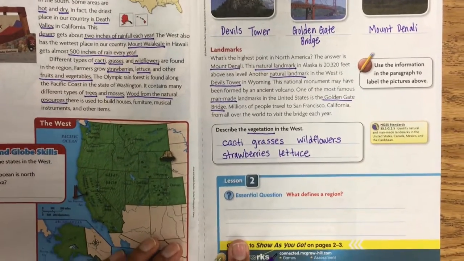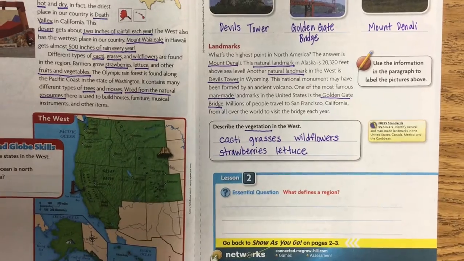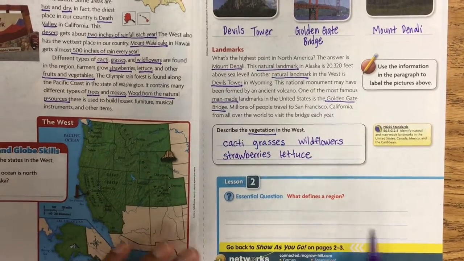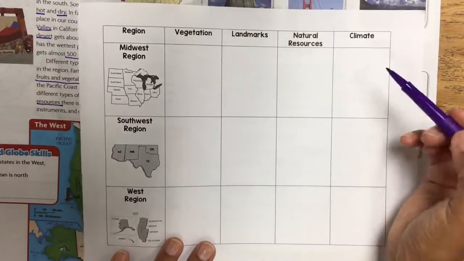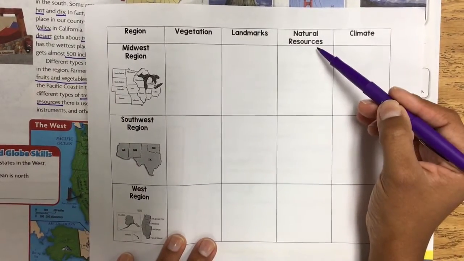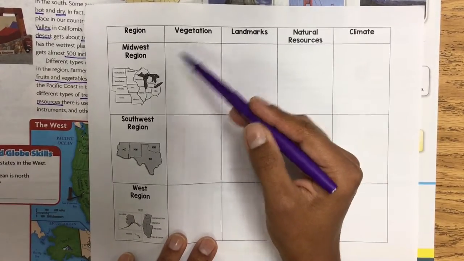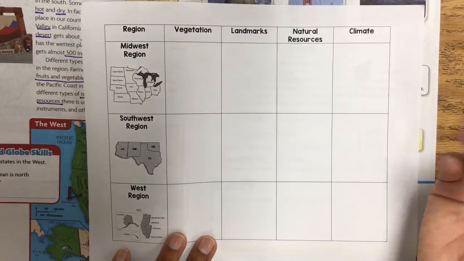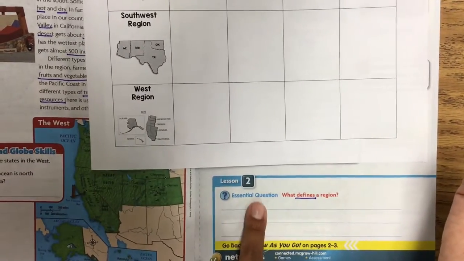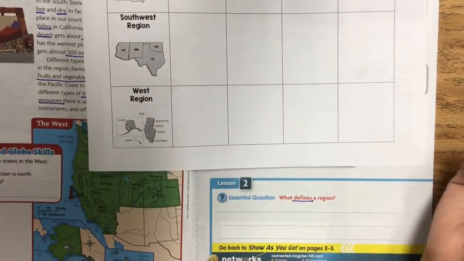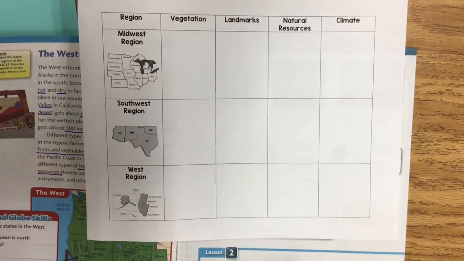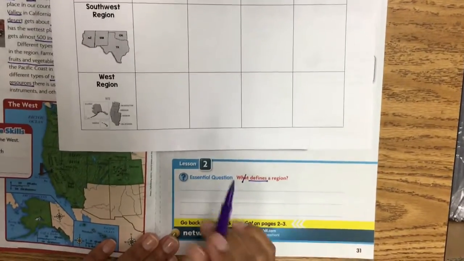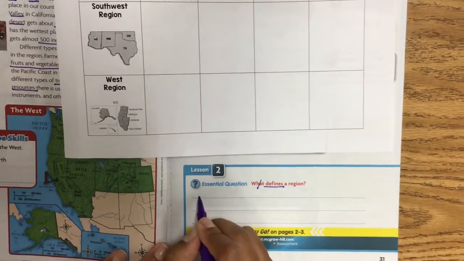And here we come to the essential question from lesson 2. We've been learning about 5 different regions. So when we think about what defines a region, we want to focus on all of the parts of our graphic organizer. So we've been learning about the climate, natural resources, landmarks, and vegetation of each region of the United States. So when I think of what defines a region, I can add in that each of those parts are important to what makes a region unique or different from other regions. So let's cross out our question word and let's add in each of those 4 parts.